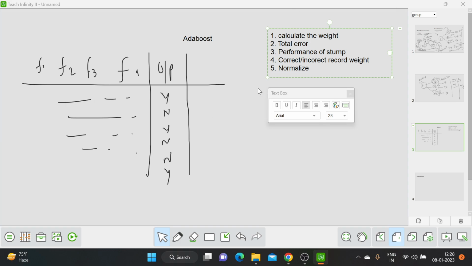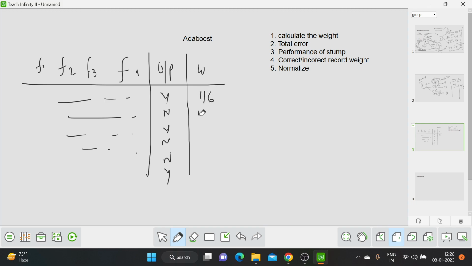Now, first we calculate the weight, W. How many records in total? 1, 2, 3, 4, 5, 6. There are 6, so the weight becomes 1 by 6 for each. This is my weight.